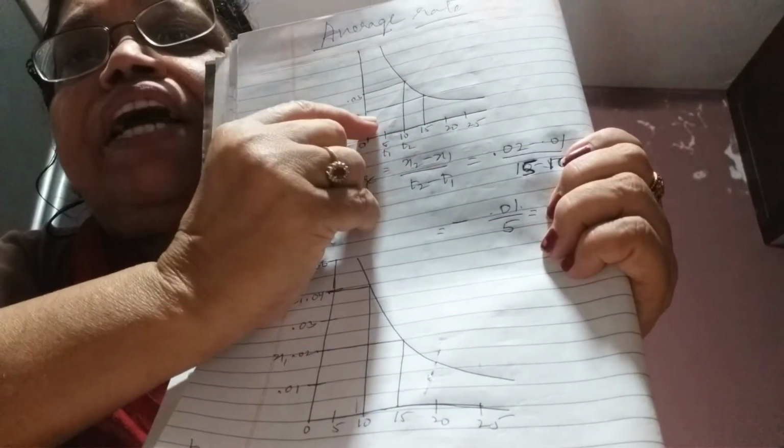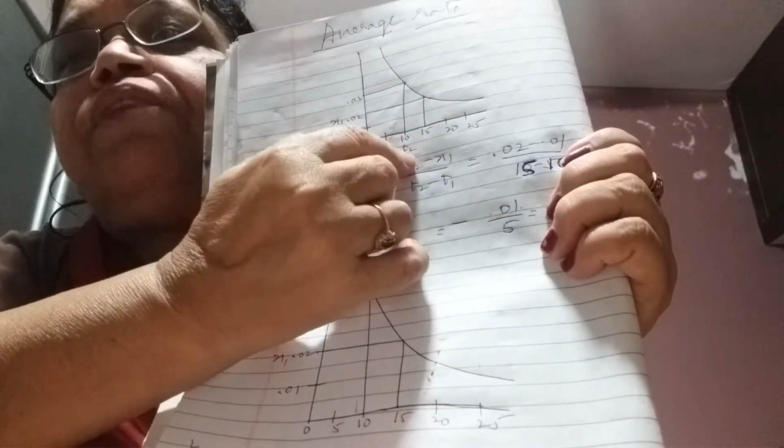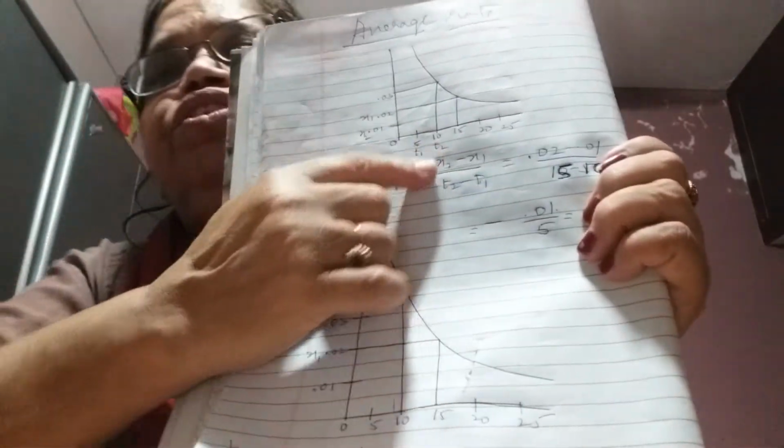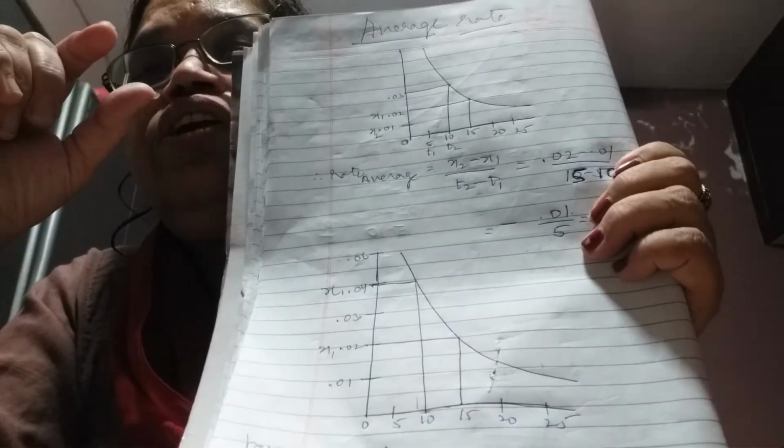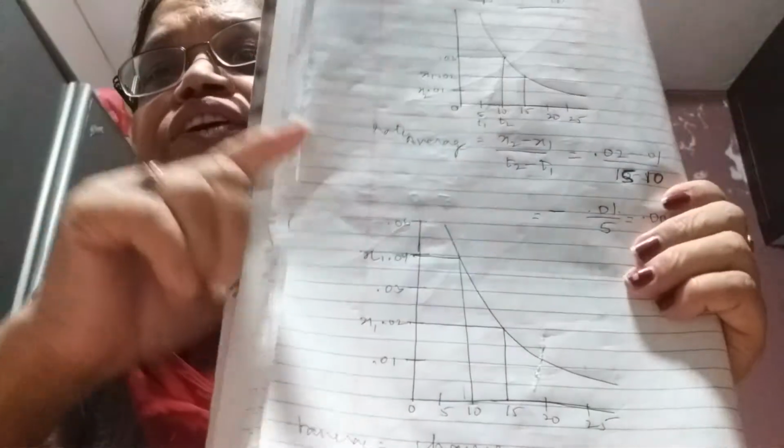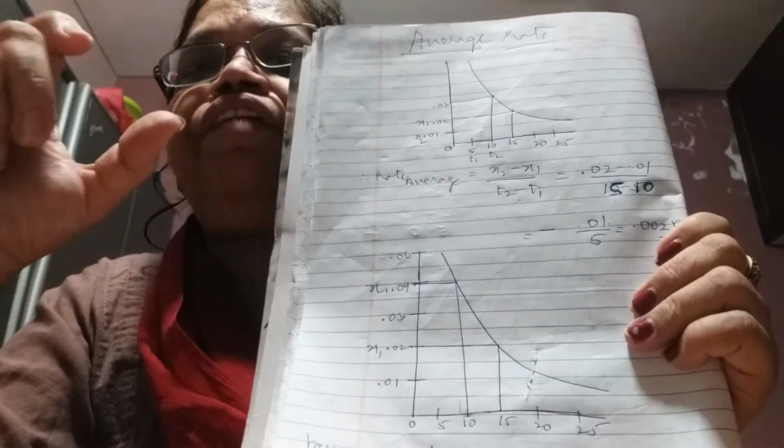Then x2 minus x1 divided by t2 minus t1. This gives you the average rate. The time interval which we select, we write down delta t approaches 0. That means the time interval should be very, very short.